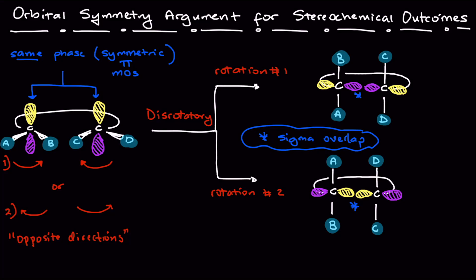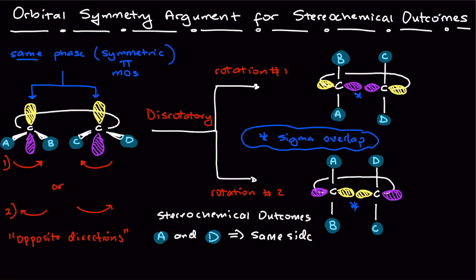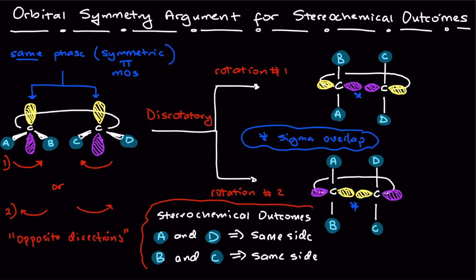And this is what's going to dictate the stereochemical outcomes of this reaction, where in this case, regardless of which rotation 1 or 2 you use, A and D substituents are going to be on the same side of that ring, and B and C are going to be on the same side of the ring as well. So that is a stereochemical outcome for this particular reaction.